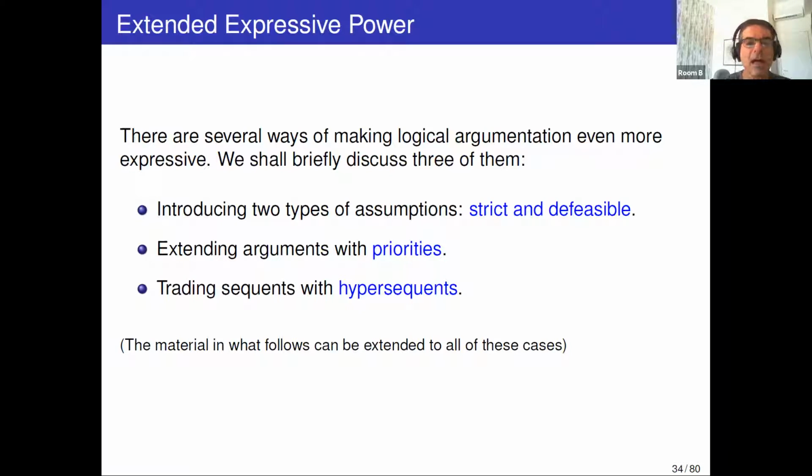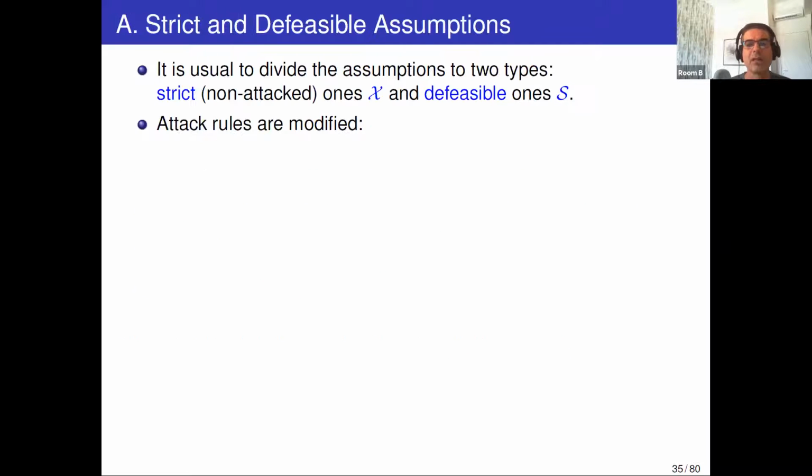First of all, I will distinguish between two types of assumptions: strict assumptions and defeasible assumptions. Another extension is by adding priorities to the argumentation framework. And the last extension, again concerning the expressive power, will be related to treating sequents with the more general notion of hypersequents. So let's start with the strict and defeasible assumptions. In many cases, as Christian will describe in the second session, it is usual to divide the assumptions into two types: strict assumptions, which are not attacked, which we will denote by X, and defeasible ones, which can be attacked, and we'll denote these assumptions by S.